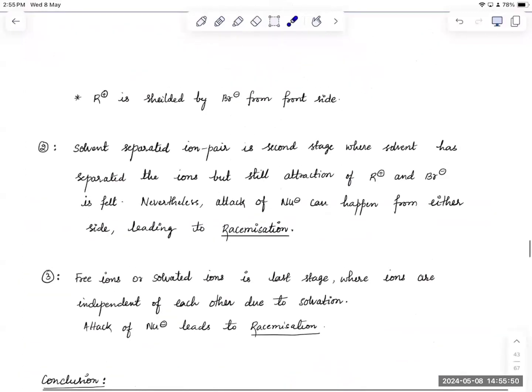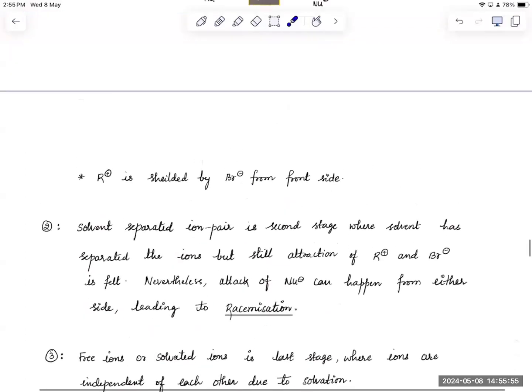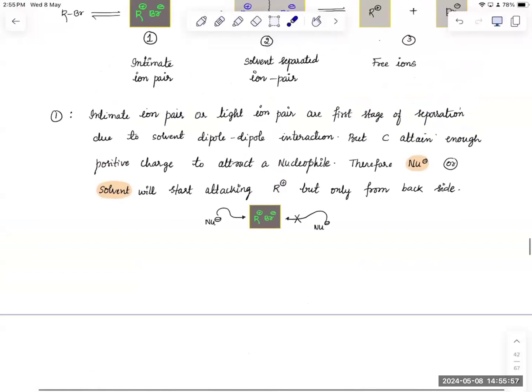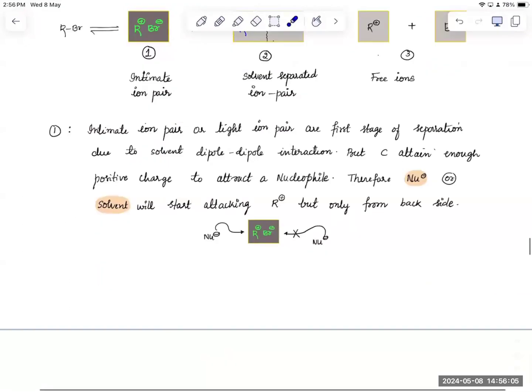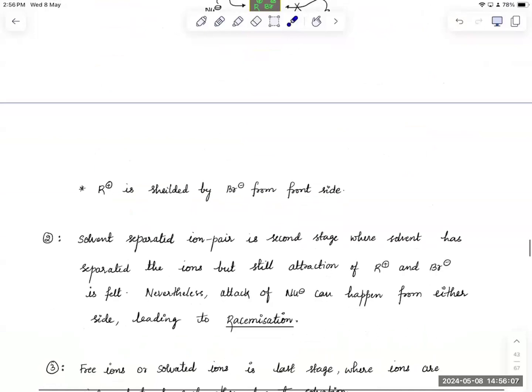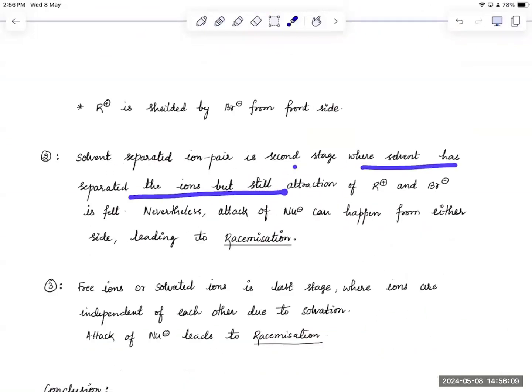This one, solvent separated ion. Yes, sir. Okay, listen. In the case of solvent separated ion, the distance between R and Br is far away. But they are still attracting each other. There is still an attraction between them. Clear? So now read it out. When solvent has separated the ions, still the attraction is felt.